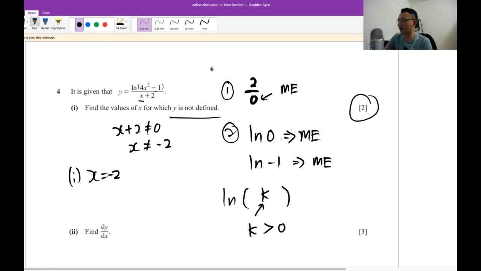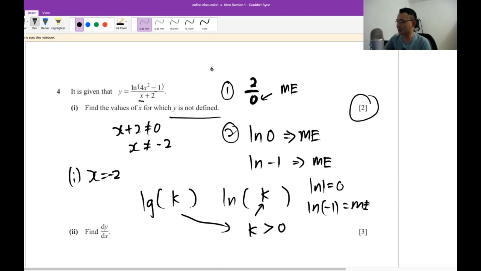You can use your calculator to try all this. If you type ln 1, then yes, you will get 0. But if you type ln negative 1, you will get math error. So therefore, in order to make the y undefined, whatever value inside the bracket of ln or log, it doesn't matter which one, the value here must be bigger than 0. Cannot say it's bigger or equal to 0. Alright, so I hope you can get it now.